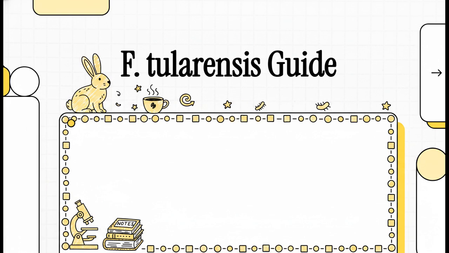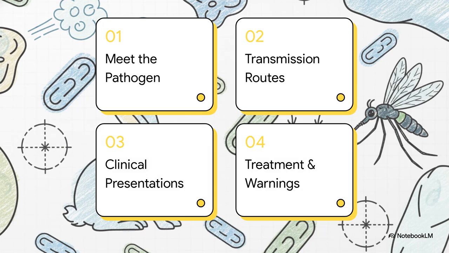Whether you're prepping for board exams, gearing up for rounds, or maybe you're just fascinated by serious infectious diseases, this explainer is built to give you exactly what you need. No fluff, just the high-yield clinical facts. Here is our quick game plan for today. First, we'll meet the pathogen, then we'll cover routes of transmission, third, we'll break down the key clinical presentations, and finally, we'll wrap up with treatment and some absolutely crucial warnings.